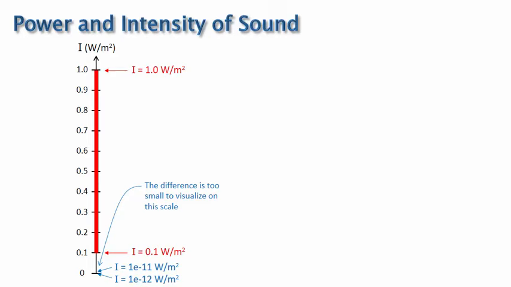And yet human hearing can resolve the drop from 1 to 0.1 watts per meter squared, as well as it can resolve the drop from 1 times 10 to the minus 11 to 1 times 10 to the minus 12 watts per meter squared. So the bottom line is that we need a numbering scale that's more appropriate for human hearing. That scale is a logarithmic scale like this one.